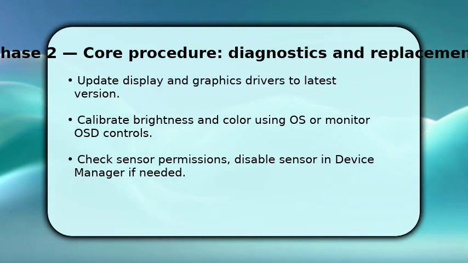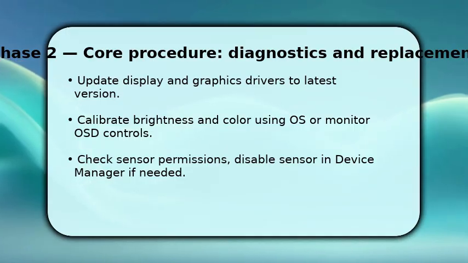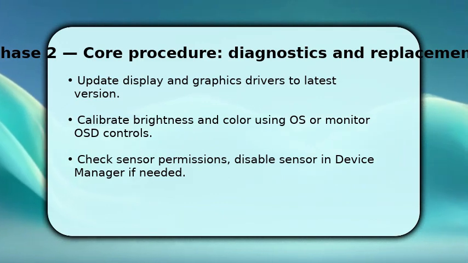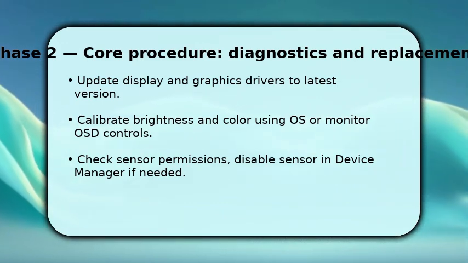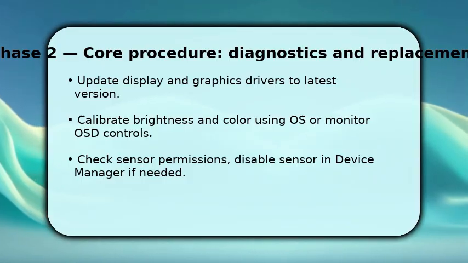If your device still changes, inspect sensor permissions and background apps that read ambient light. On Windows, you can disable the light sensor in Device Manager. On mobile, revoke sensor access for apps. These steps stop software-triggered changes and stabilize the display.